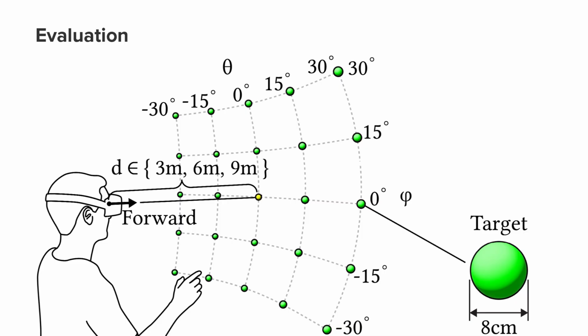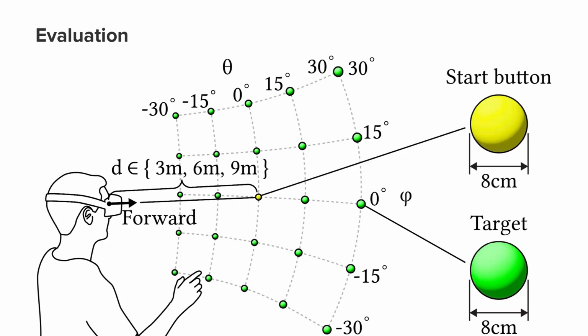Using this implementation, we conducted an evaluation where participants repeatedly selected green targets that appeared at varying angular displacements and radial distances in a predetermined, scrambled, and counterbalanced order. We also placed a yellow start button at the center so that each task began from the same gaze and pointing directions. We recruited 12 participants who made 1,728 selections in total with our technique and the most widely used raycasting as the baseline technique.